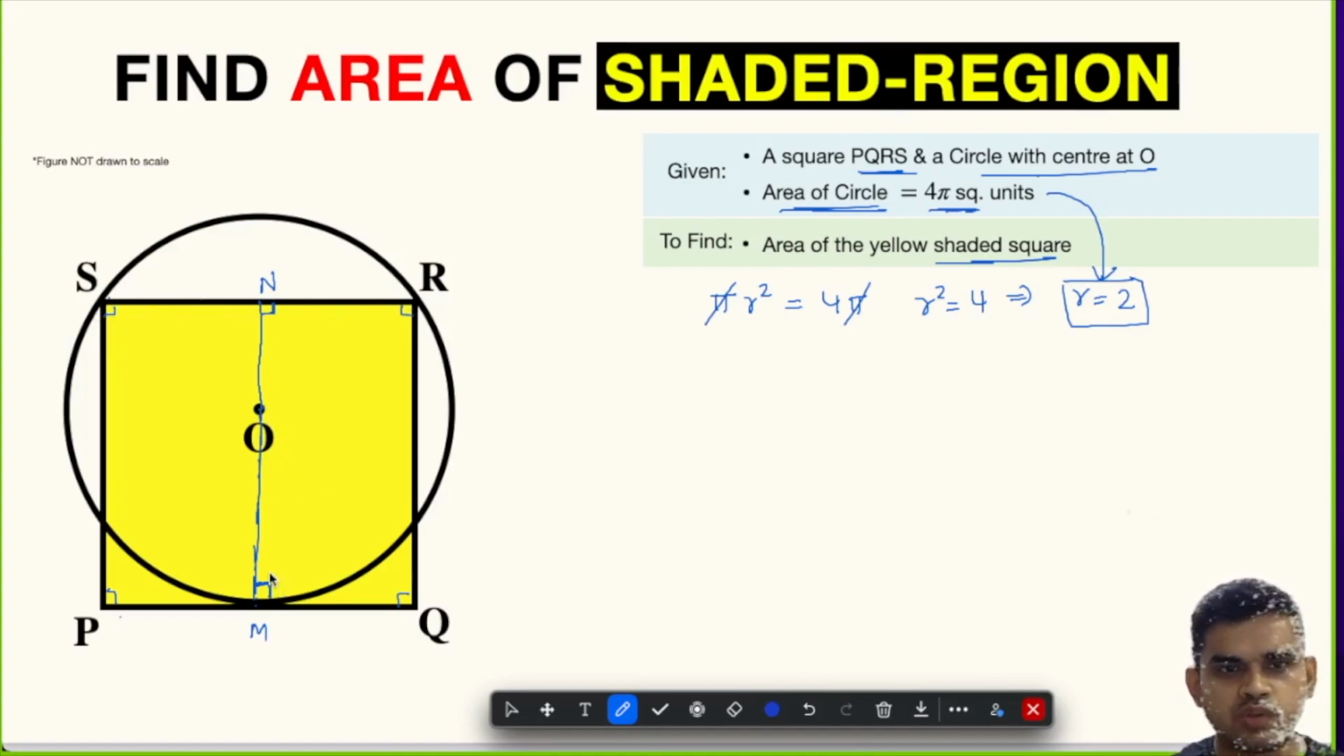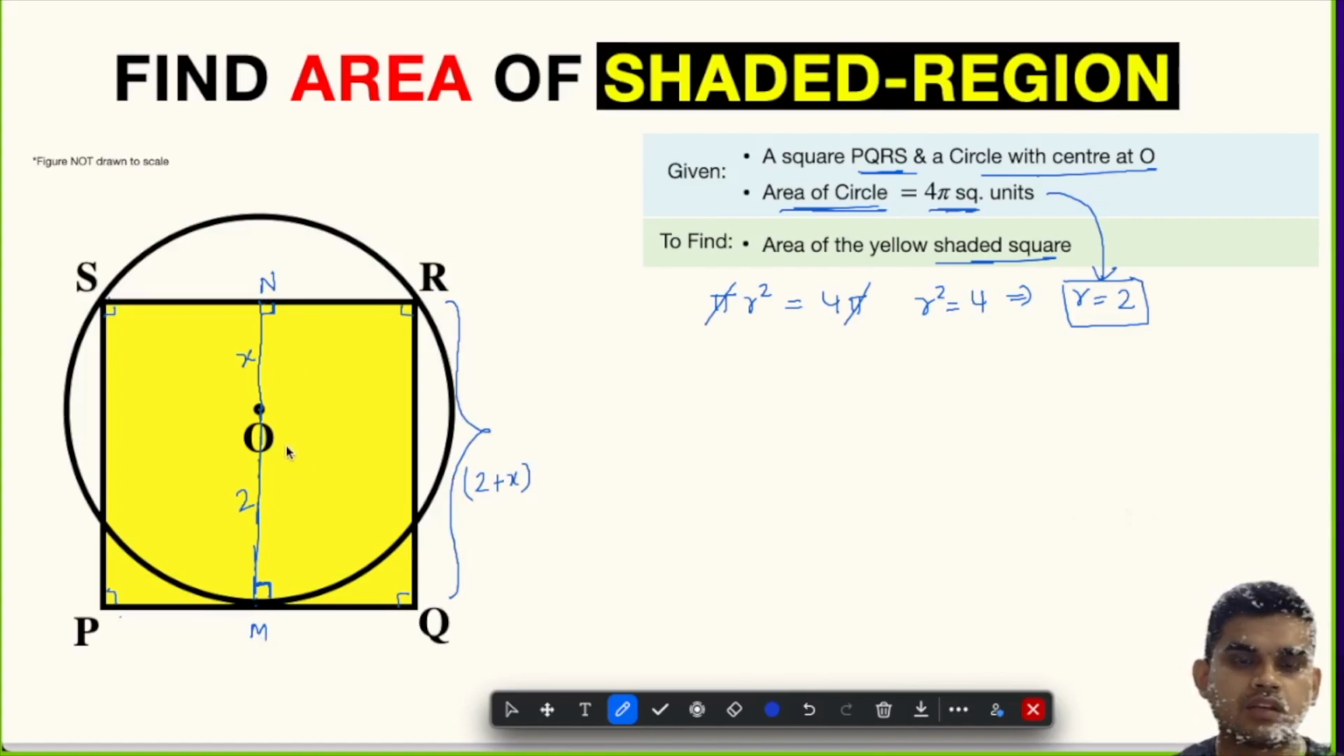Now from O to M, this distance is 2 units. This is the radius of the circle. Let the distance from O to N be x units. So what will be the side of this square? This is the side of the square, which is 2 plus x.